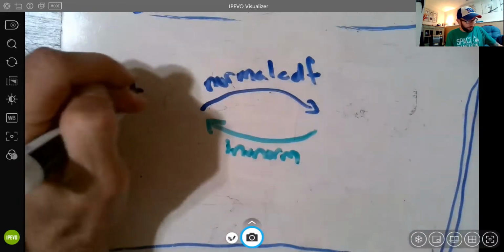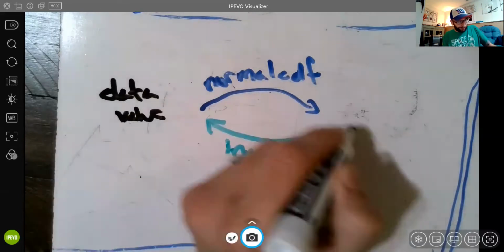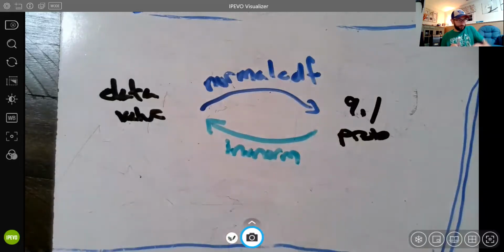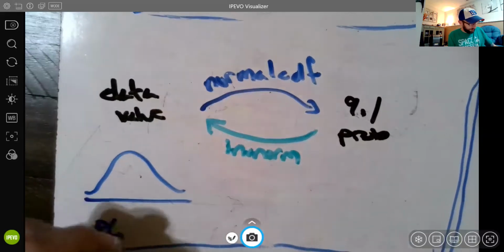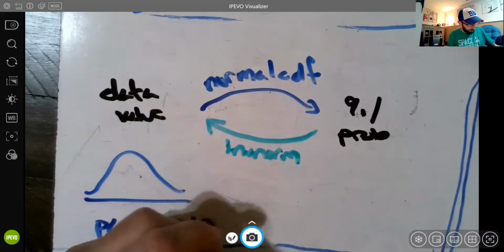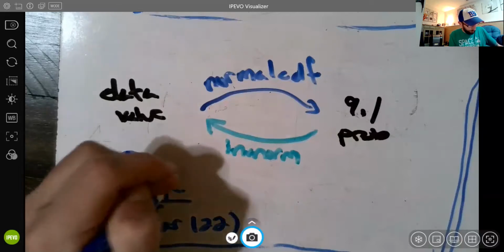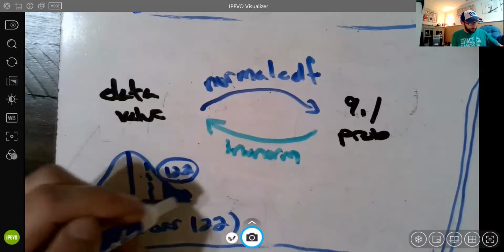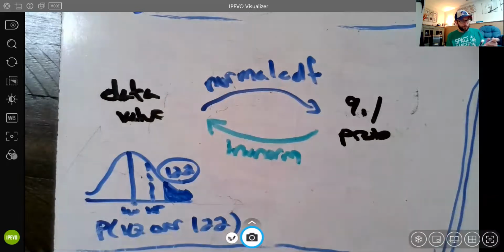So in general, if I'm given some data value and I want to look at the percent or probability of being above or below or between some data values, and I want to get a percent or a probability as my answer, that's when I use Normalcdf. So for example, we're given, what's the probability someone has an IQ over 122? That would be 100, 115, so maybe 122 is right here. If we want to start with a data value and we want to find the area under the curve, the percent or probability, Normalcdf.